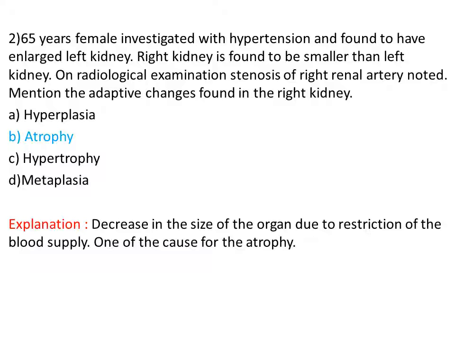So mention the adaptive changes. The adaptive change here is atrophy of the right kidney. We are asking about the adaptive changes found in the right kidney, so it is atrophy of the right kidney. The explanation given here is the decrease in the size of the organ due to restriction of the blood supply. So that is one of the causes of atrophy.